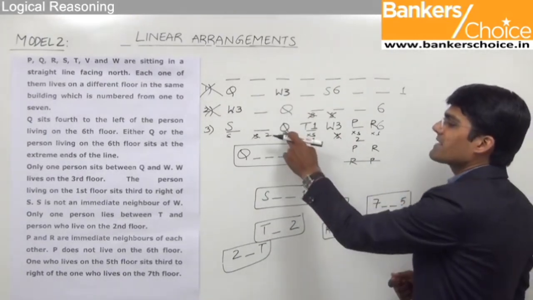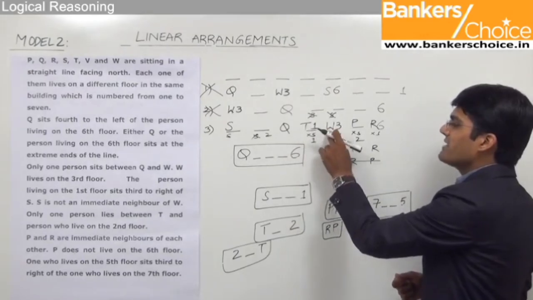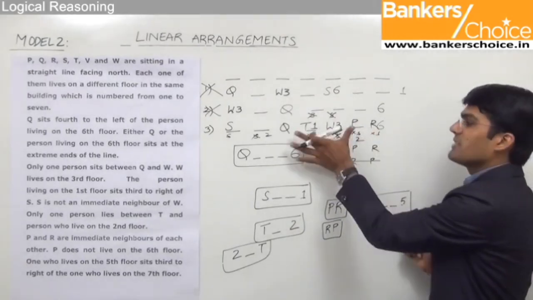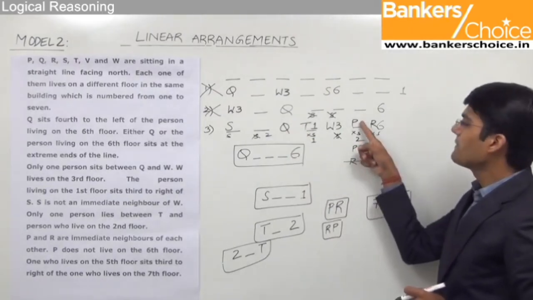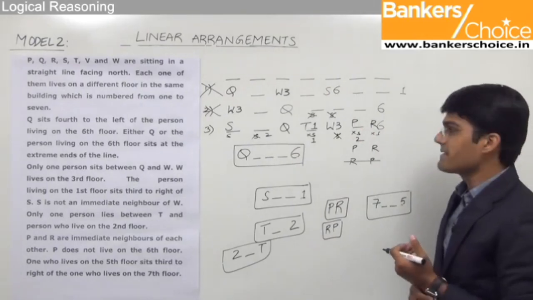If we try to keep the 7th floor for Q, we can have a gap of 2 persons and then it can be occupied by the 5th floor. So this is a possible arrangement, that is 7th floor will be for Q and 5th floor will be for P. But we also need to verify the remaining cases.